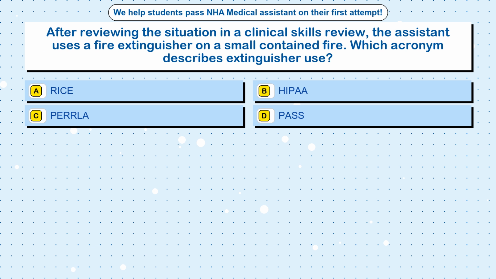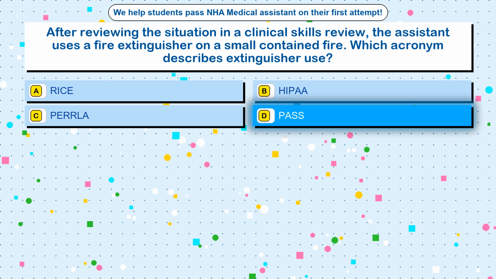Question 22. After reviewing the situation in a clinical skills review, the assistant uses a fire extinguisher on a small contained fire. Which acronym describes extinguisher use? Option A, RICE. Option B, HIPAA. Option C, PERLA. Option D, PASS. The correct answer is option D, PASS.